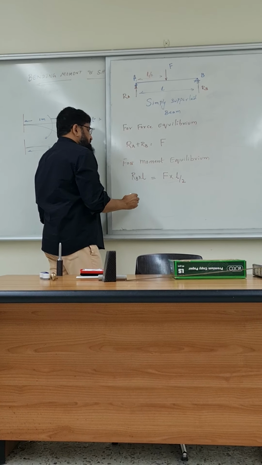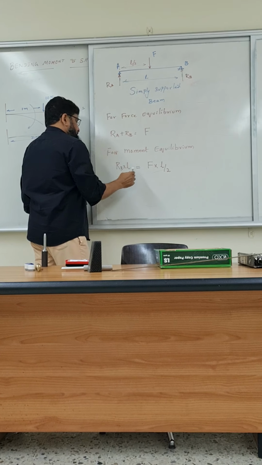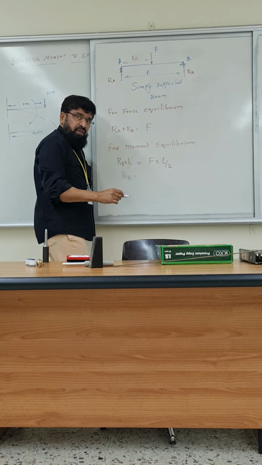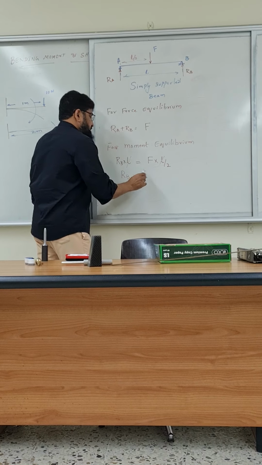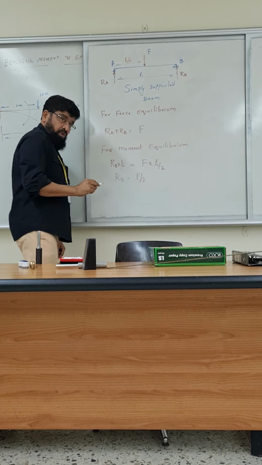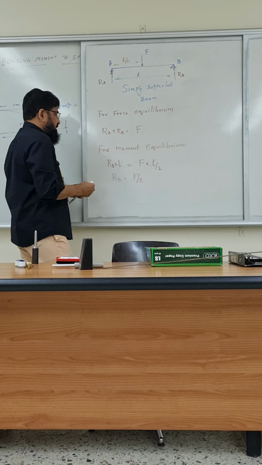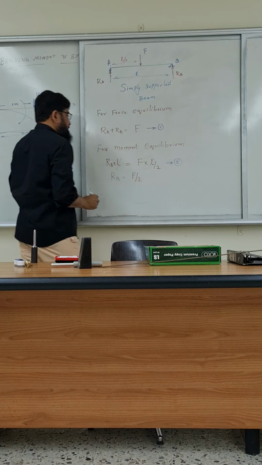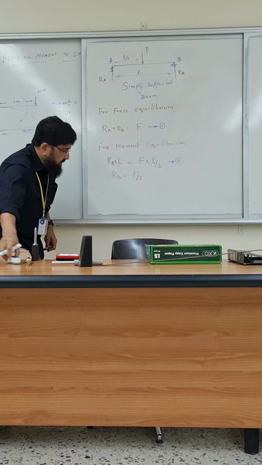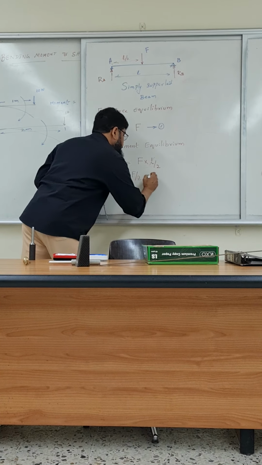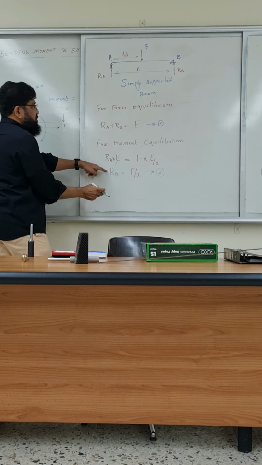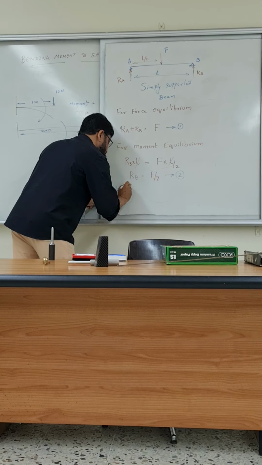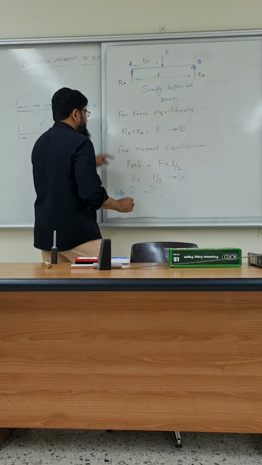So what is happening now? RB is equal to, this L will get cancelled, so this becomes F divided by 2. If I call these equations by name, I call the first one 1 and this one 2. Now I can take this one and substitute in this. Use 2 in 1.